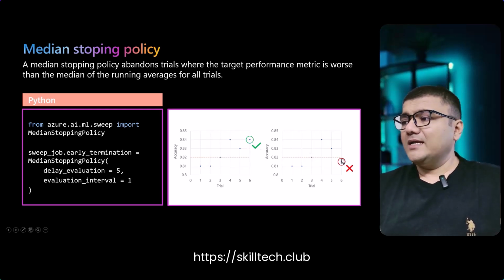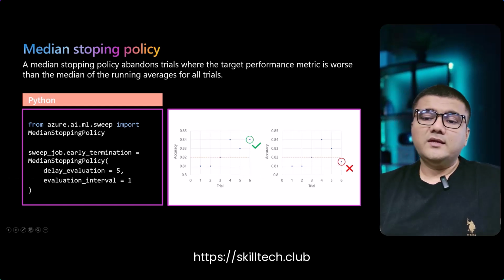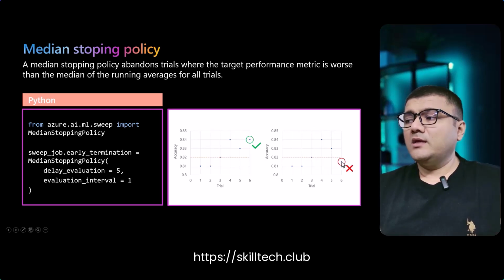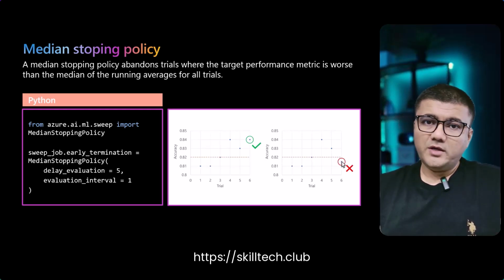But if I get less than 0.82, then this is basically my early termination policy matching, and no new models will be trained after this if it is giving me less than 0.82. That's how the median stopping policy works.